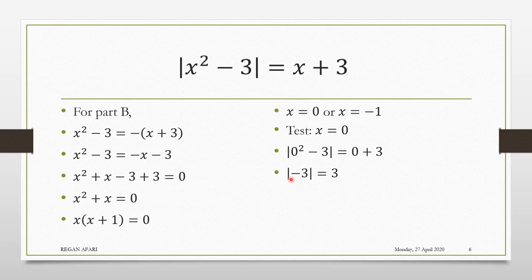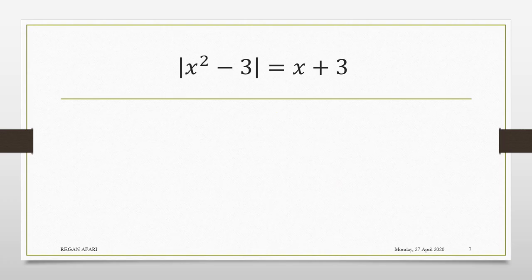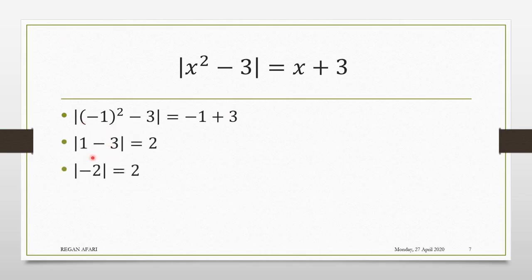We have the absolute of -3. Okay, and then on the right hand side we have 3. But is the absolute of -3 equal to what we have here? The answer is yes, so we will accept 0. How about -1? So when we do that test, all right, so -1, when we do that test, we have -2, but the absolute of -2 is equivalent to what is on our right hand side, so we are also going to accept -1.